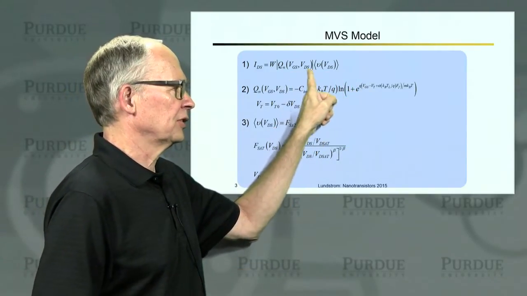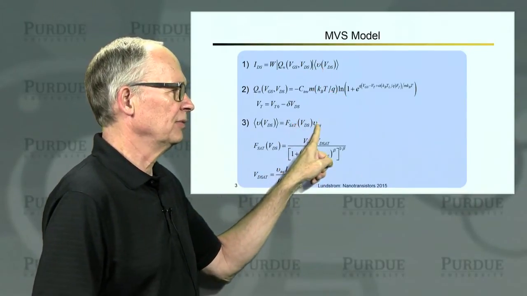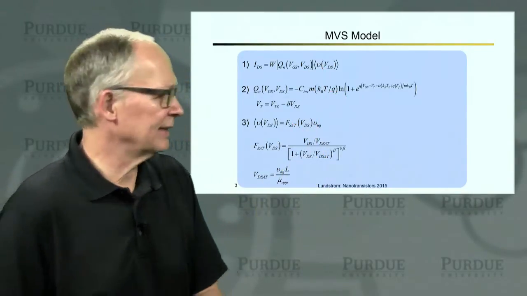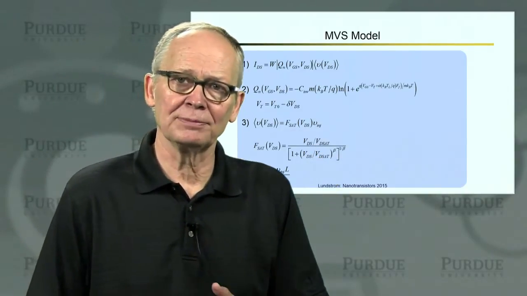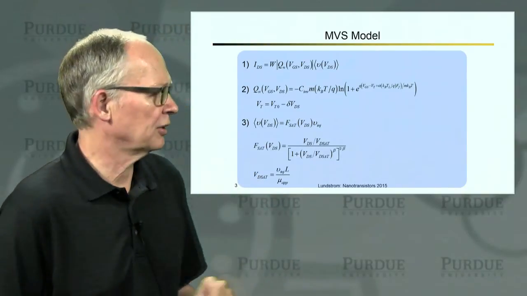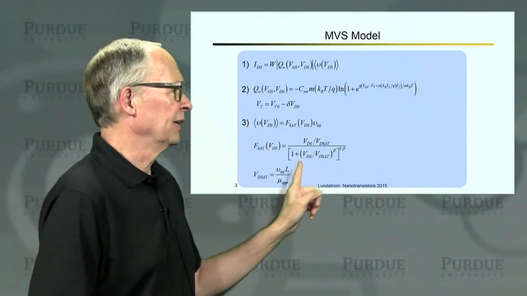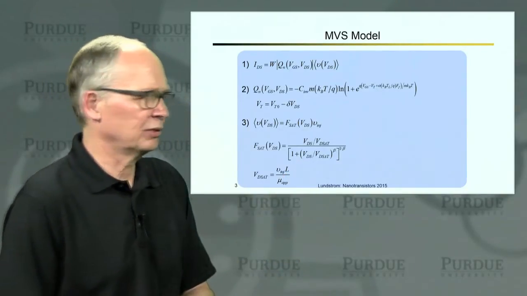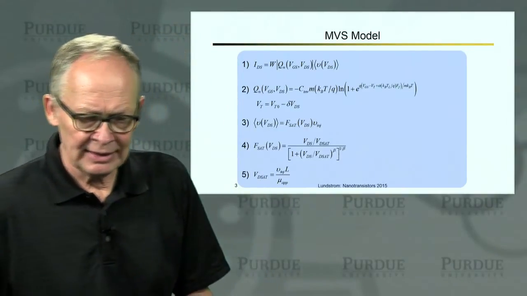So charge, we just discussed the charge. Average velocity is written as a drain saturation function times the injection velocity. The drain saturation function is an empirical function that smoothly connects the linear current to the saturated current, and there's an empirical parameter in there, beta. And there's a drain saturation voltage, which is related to the injection velocity and the apparent mobility.